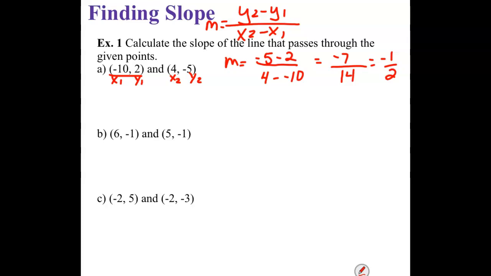We did negative 5 minus 2. If I chose to do 2 minus negative 5, then I would have to do negative 10 minus 4. Numerator now becomes a positive 7 and denominator is the negative 14. But it still reduces to a negative 1/2.